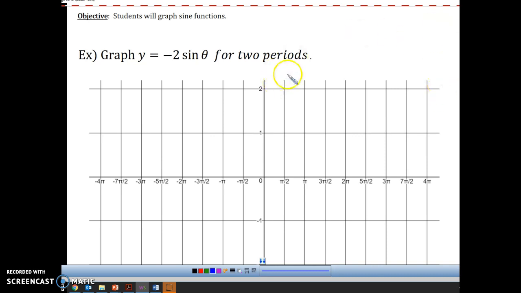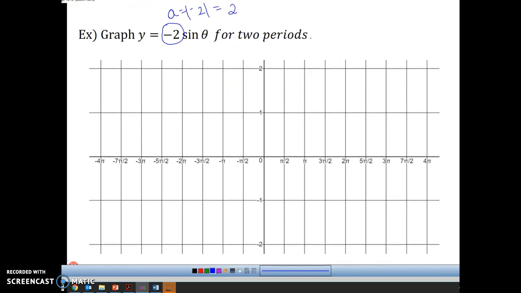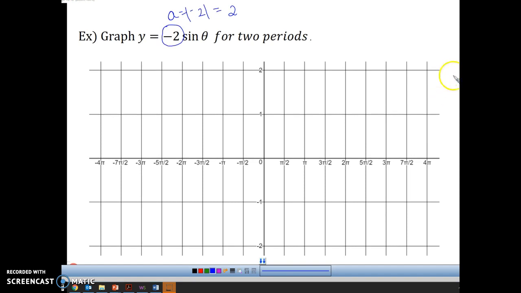So looking at this example, here they tell you to graph y equals -2 sine theta for 2 periods. So they give you an a value of -2, which just means that your amplitude is going to be 2. Your maximum and minimum values will be at 2 and -2. We have sine theta, so I know that my graph is going to start at the origin, and it has a period of 2 pi.